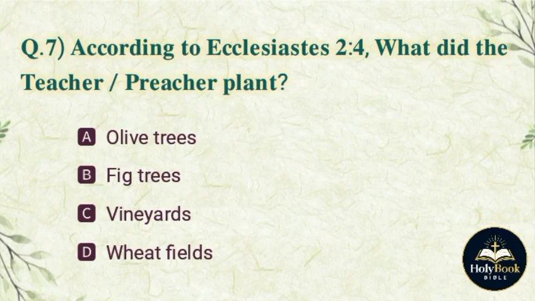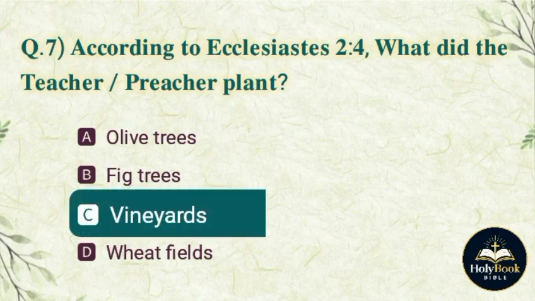Question. According to Ecclesiastes Chapter 2, verse 4, what did the teacher plant? Options. A. Olive trees. B. Fig trees. C. Vineyards. D. Wheat fields. The correct answer is option C. Vineyards.